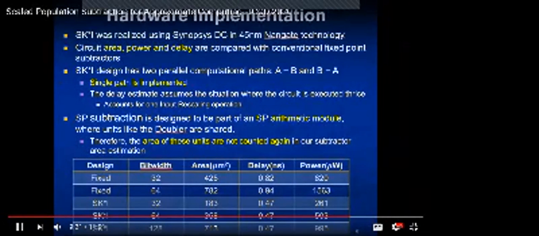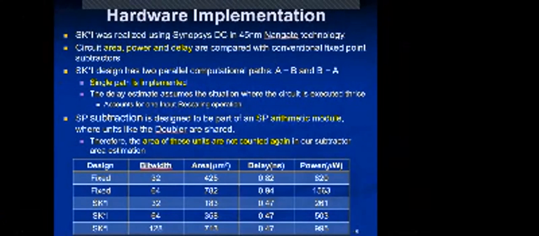Next, we realized the skewed star subtractor with input rescaling using Synopsys DC in the 45 nanometer NAND gate technology, and generated the area, power, and delay numbers in order to compare with fixed point binary subtractors. For the skewed star design that we realized, we did not realize both paths of computation, but instead realized a single path, and appropriately adjusted the delay where the single path is used twice to compute both A minus B and B minus A.